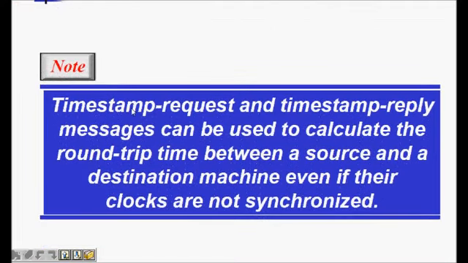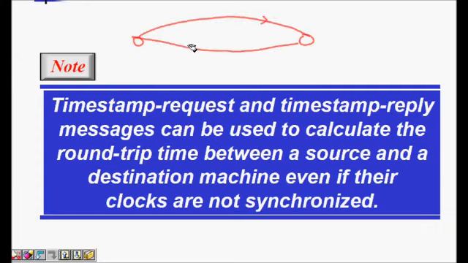Timestamp request and timestamp reply messages can be used to calculate the round trip time between a source and a destination machine, even if their clocks are not synchronized. Is it so? They are saying that timestamp request and reply messages can be used to calculate the round trip time. How much time is it taking? And even if the clocks are not synchronized. So what can be done?